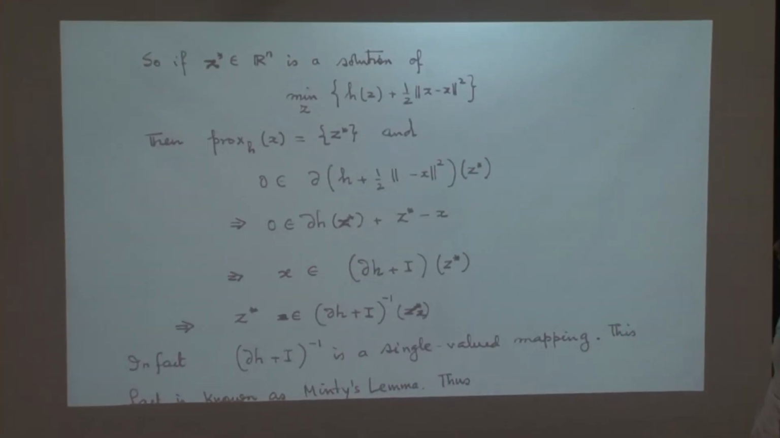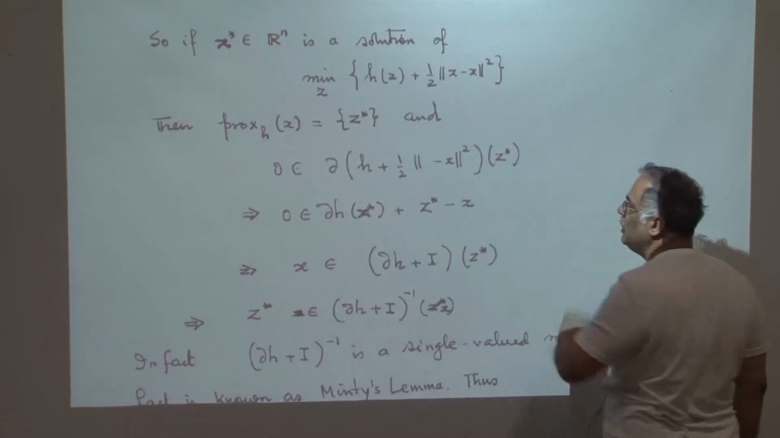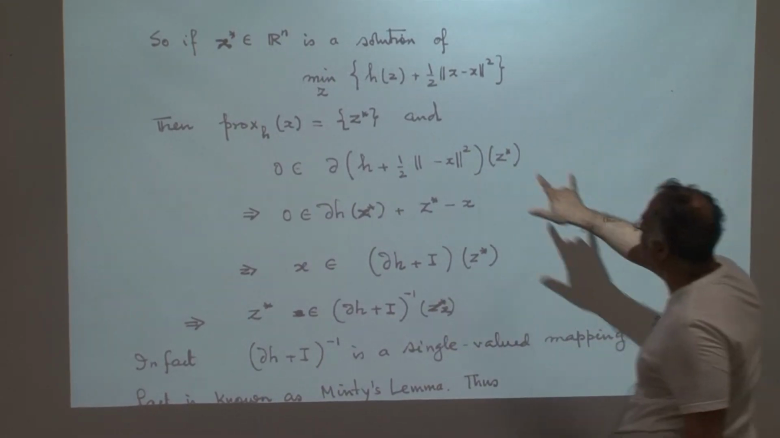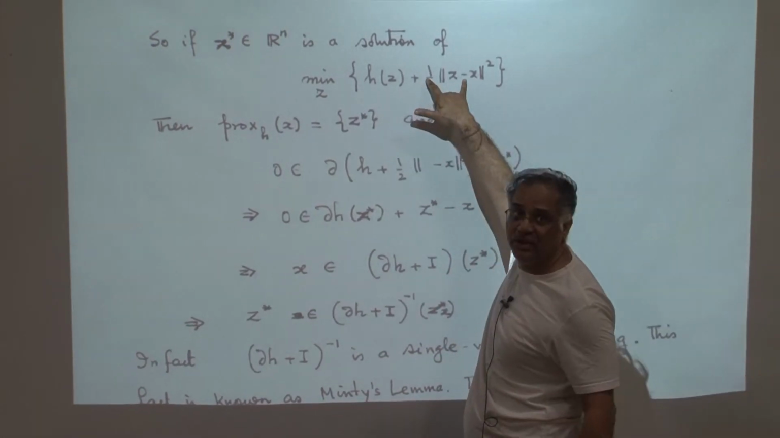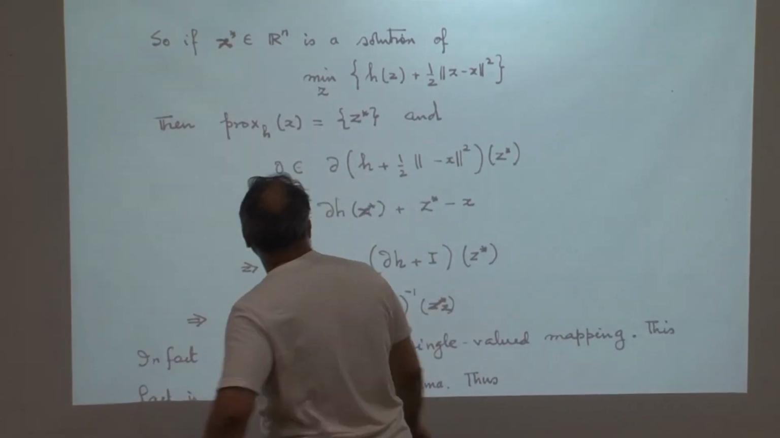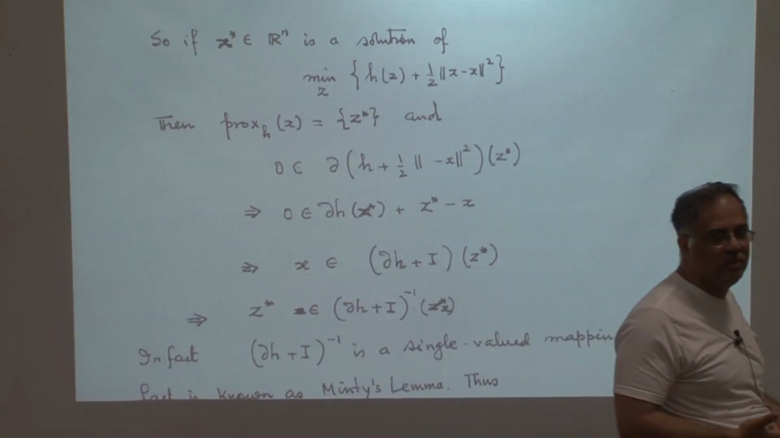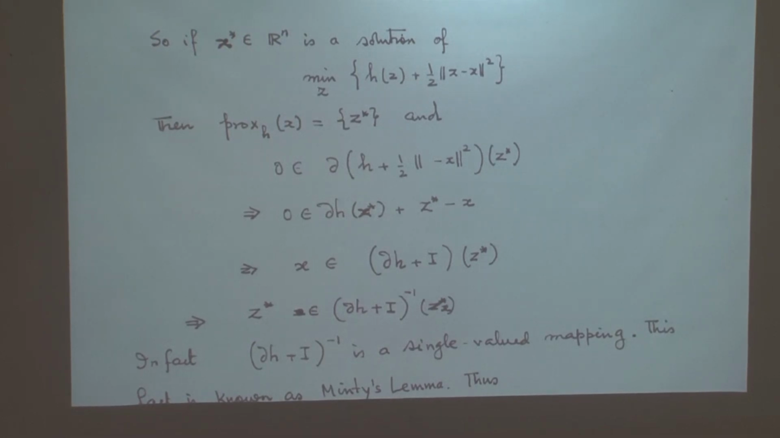Which means 0 must belong to the subdifferential of this function evaluated at z star. You must observe that this function is absolutely an x dependent function. If you change the x, the structure of the function is changed. So, at every x, when you want to compute the proximal map, you are minimizing a strongly convex optimization problem. And there are nowadays very standard routines for that. You can even put it into MATLAB's optimization toolbox, and it will solve it.